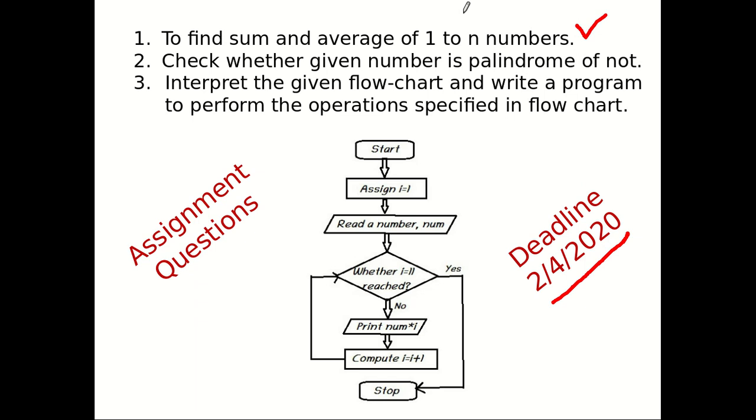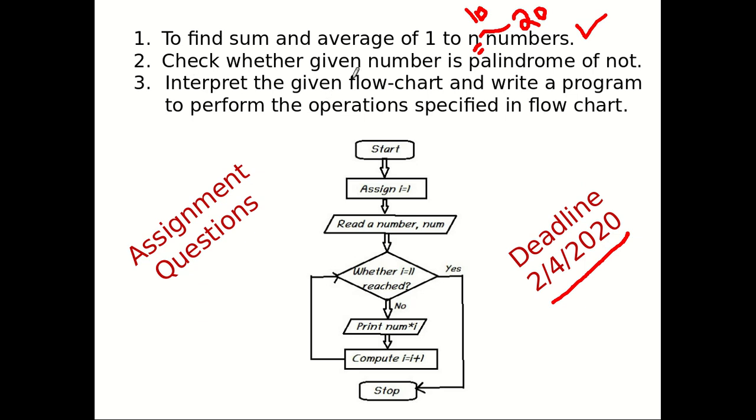1 to n numbers means, suppose I give the n value as 10, you have to find the sum and average of 1 to 10 numbers. Next time if I give the value of n as 20, then you have to find the sum and average of 1 to 20 numbers. So here the n value is unknown. A user may enter sometimes 5 or 10 or 20 or even 100. So first it should ask the user how many numbers' sum and average you want to find. Whenever the user enters the value of n as, say, 10, then you have to consider the numbers between 1 to 10 and find the sum and average.